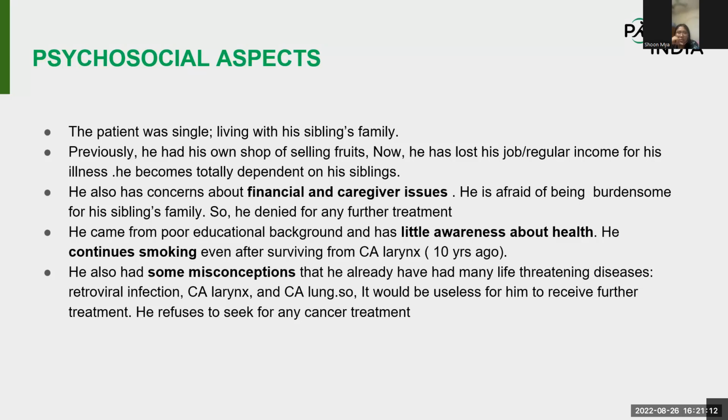This is the psychosocial concerns of the patient. The patient was single and he has to live with his sibling's family, and I think they are not very close to the patient. Previously he had his own shop selling fruit, but now he has lost his job. So he doesn't have any regular income, and he has become totally dependent on his sibling. So the patient has concerns about his financial problem. He also has some caregiver issues, and he is afraid of being a burden on his sibling's family. So he denied any further treatment.